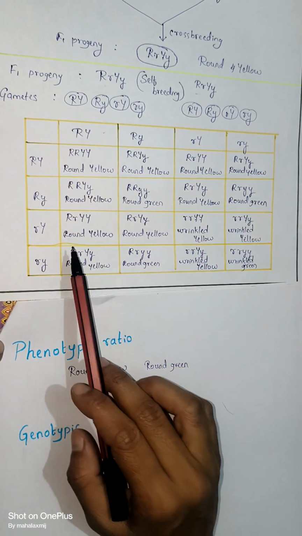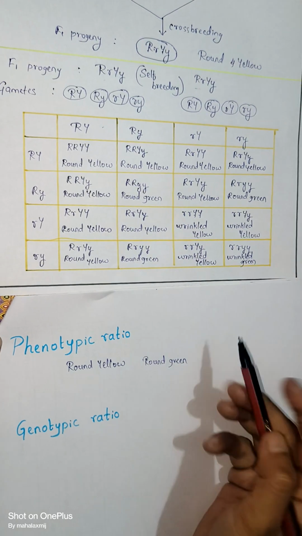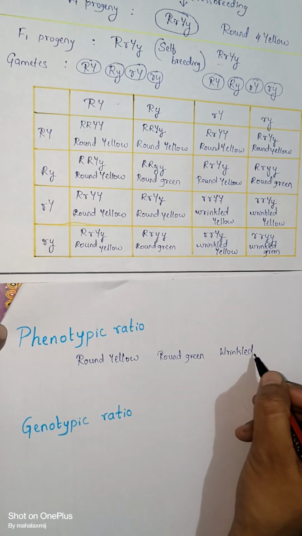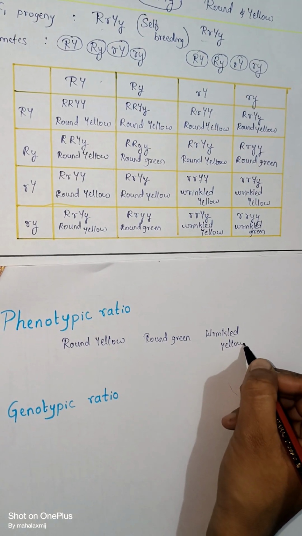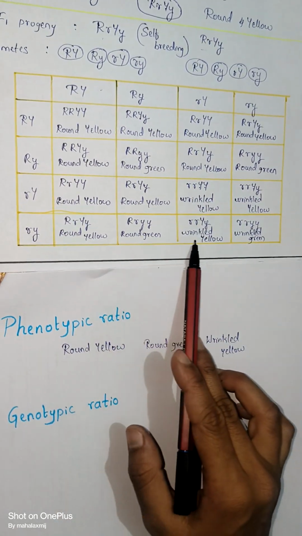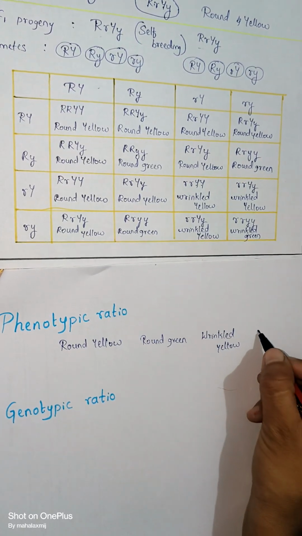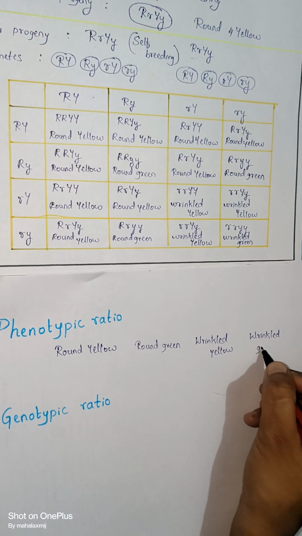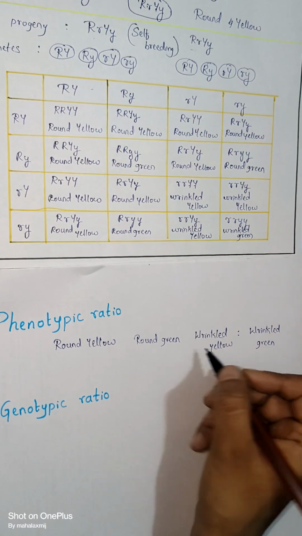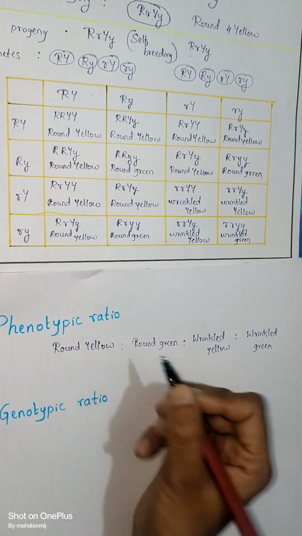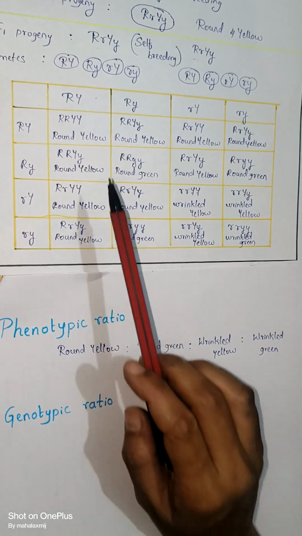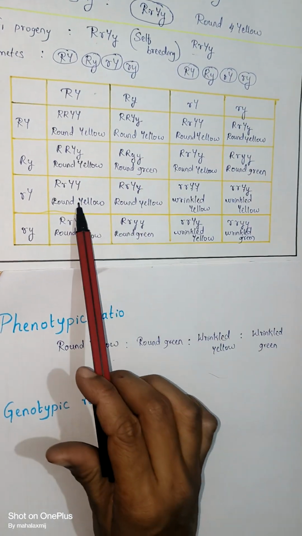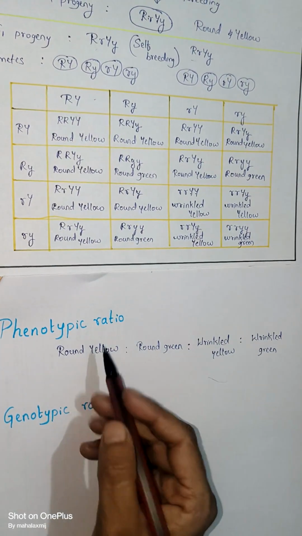Then round green is repeated. Then wrinkled yellow, and wrinkled green. Now just count here how many round yellows are there. 1, 2, 3, 4, 5, 6, 7, 8, 9. 9 round yellow.